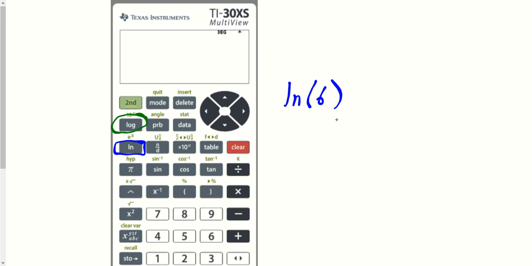So if you wanted the natural log of 6, you'd hit that ln button, you type in 6, and you get your answer. Also make note that your second function of ln is e to a power. We're going to be dealing with that too today.